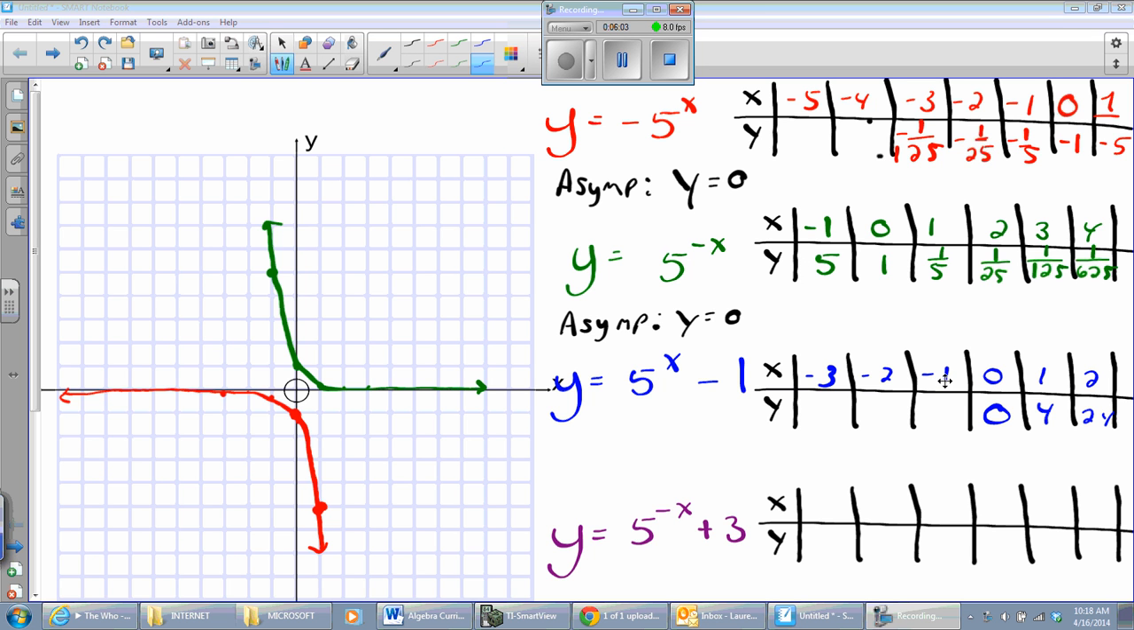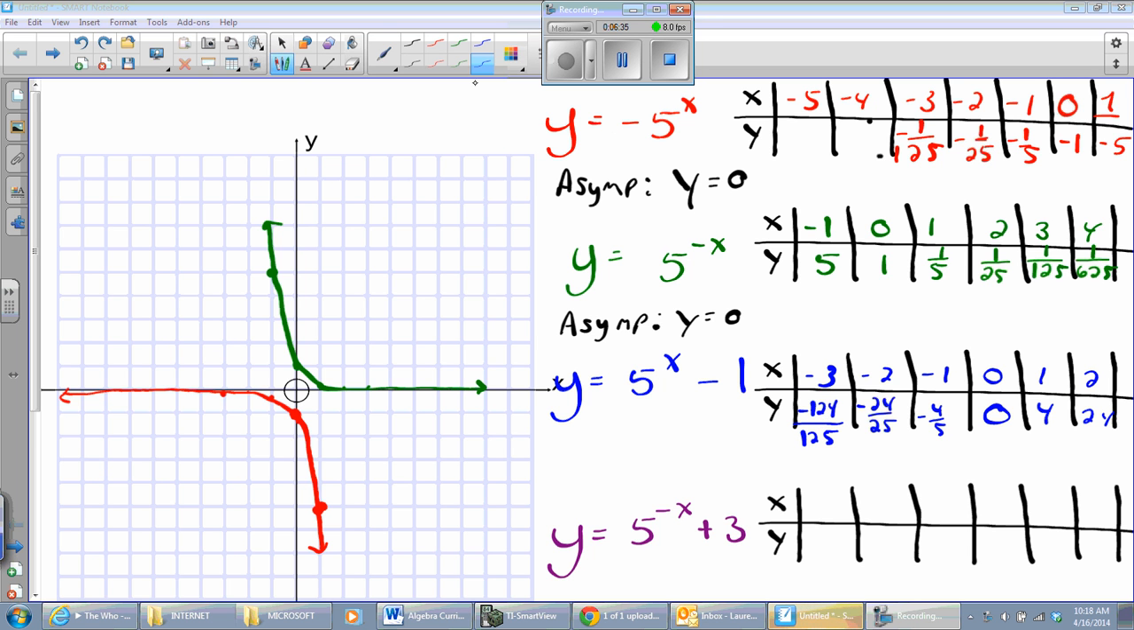All right, so then when I put negative 1 here, I get 1/5 minus 1, which would be negative 4/5. Okay. Then negative 24/25ths. And then I'm going to get negative 124 over 125. Now you notice, what are these numbers getting closer to? Negative 1. Yeah, the numerator and the denominator are getting very close together, and so the fraction is getting closer and closer to negative 1.